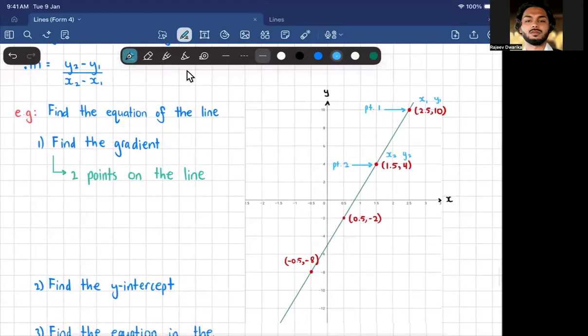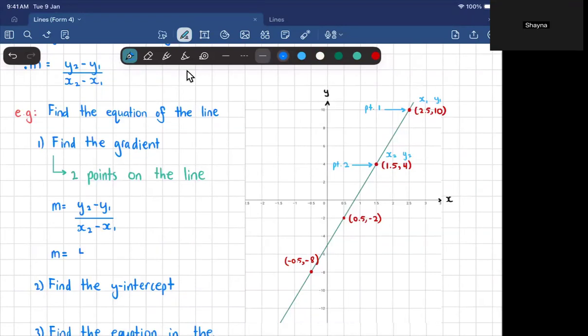So the gradient is y2 minus y1 over x2 minus x1, right? So again, you need to remember this formula: y2 minus y1 all over x2 minus x1. All right. So tell me, Shayna, what is y2? 4, right? Minus what was y1? 10.